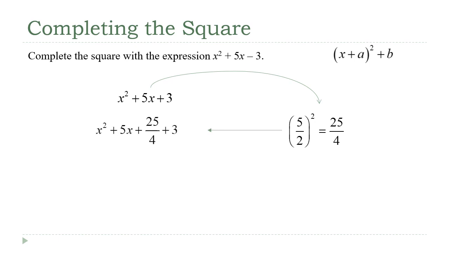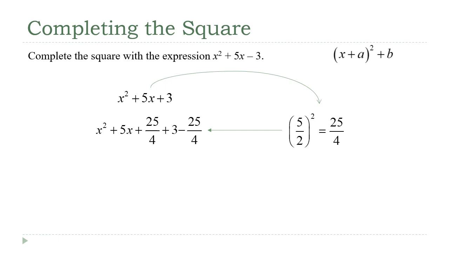So if I do that, I get something like this, but that's not okay. I can't just arbitrarily add numbers to the expression. That changes it. So what I have to do to balance that out is I'm also going to subtract 25 fourths. Because now I've added 25 fourths and subtracted 25 fourths. Well, that's 0. And adding 0 to the expression is fine. That doesn't make any changes to it.